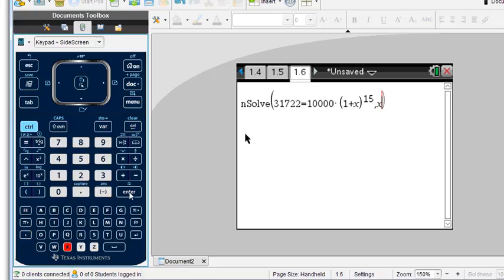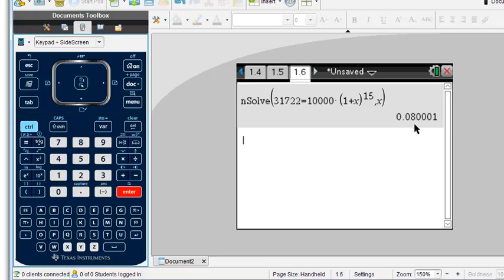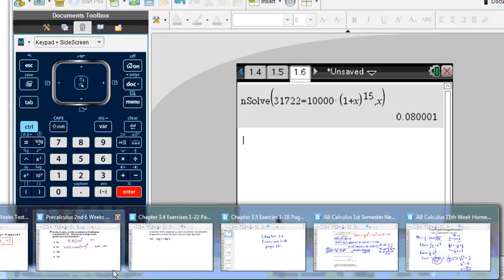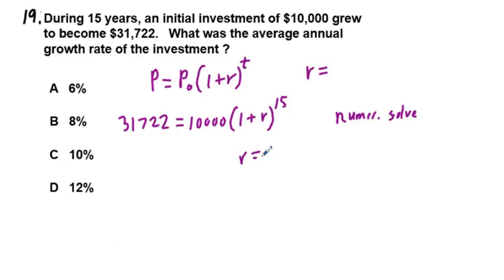And we press our button, we get 0.080001. So 0.08. So R is equal to 0.08, which equals 8%. And our correct answer is B. We could have plugged into this formula a value of R until we ended up equaling 31,722. But this numerical solve is really a good way to do this type of problem. If we do it quickly, we can save a lot of time for other problems that are going to be more prickly for us.